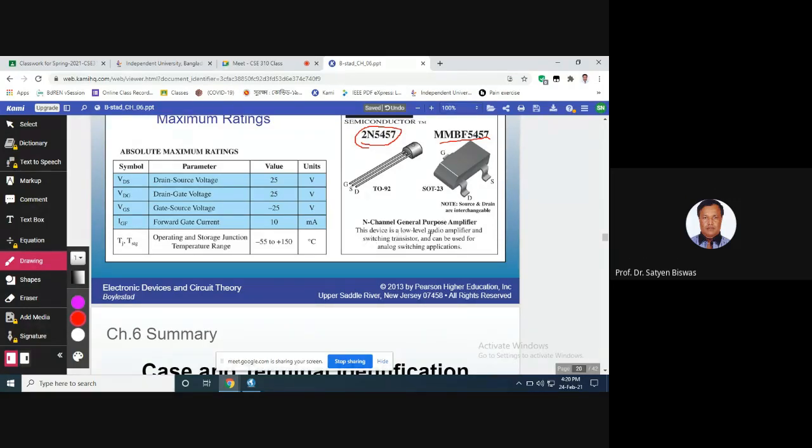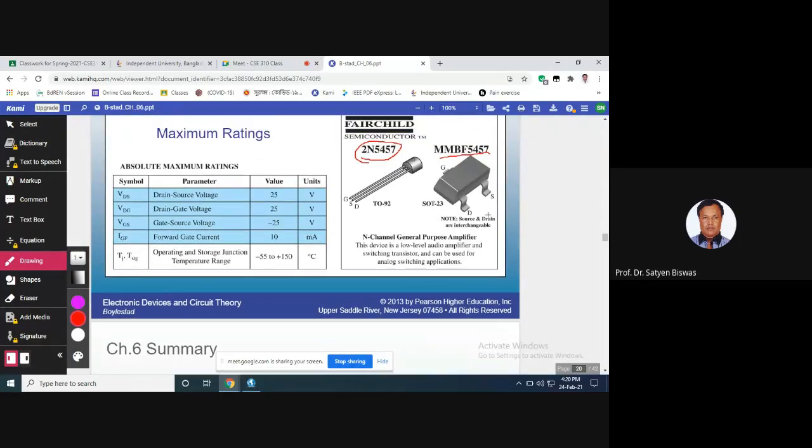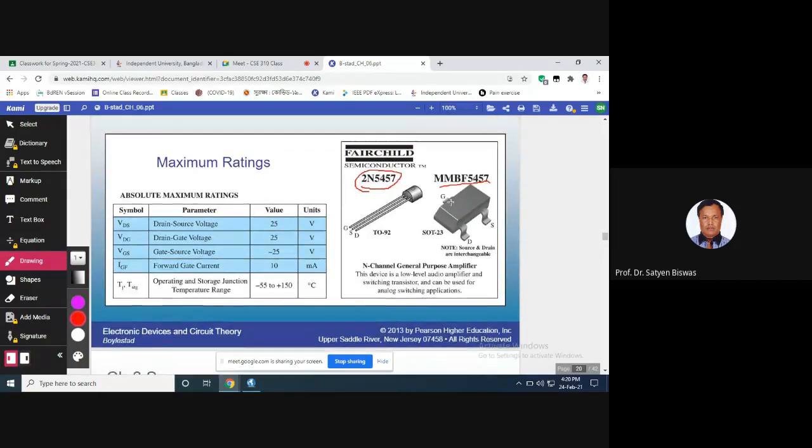This device is a low level audio amplifier and switching transistor, and can be used for analog switching applications. Source and drain are interchangeable. Yes, we have already said that source and drain are actually the same thing.